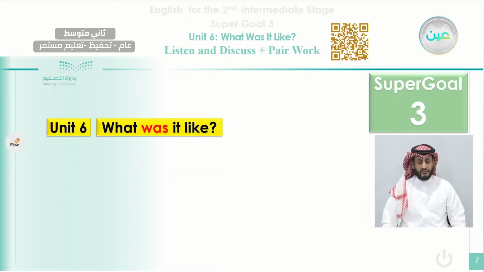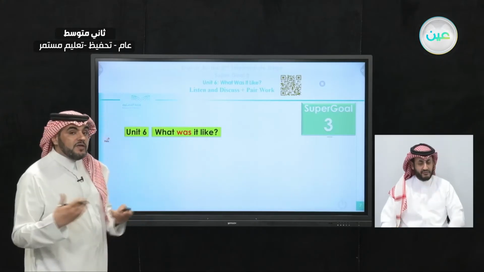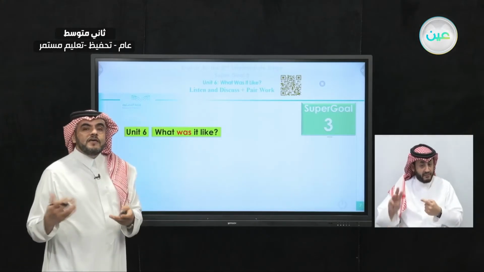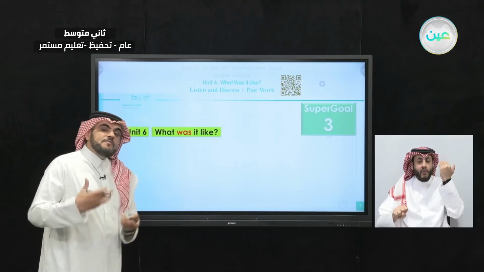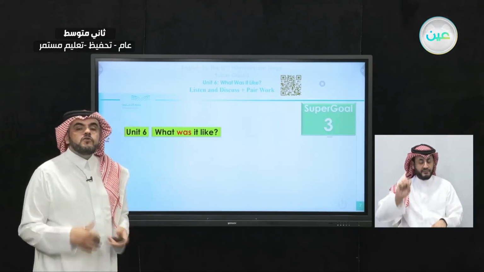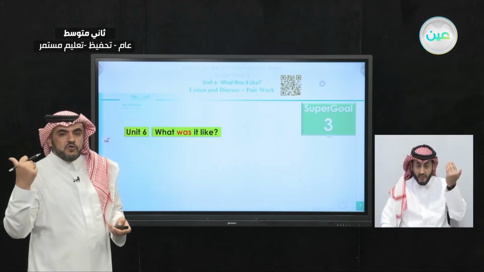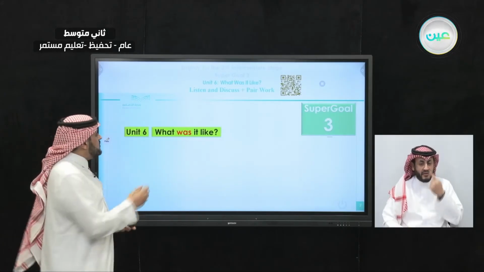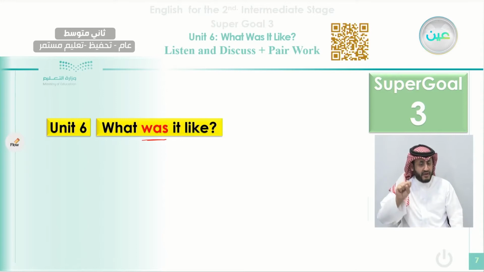Now the title of this unit is What Was It Like? You know this question here, when somebody asks, what was it like? What is the time that this person is asking you about? He's asking you, or she is asking you, about the past. How do you know that it's in the past? Because you notice here, was. Okay, was here indicates that it is in the past.